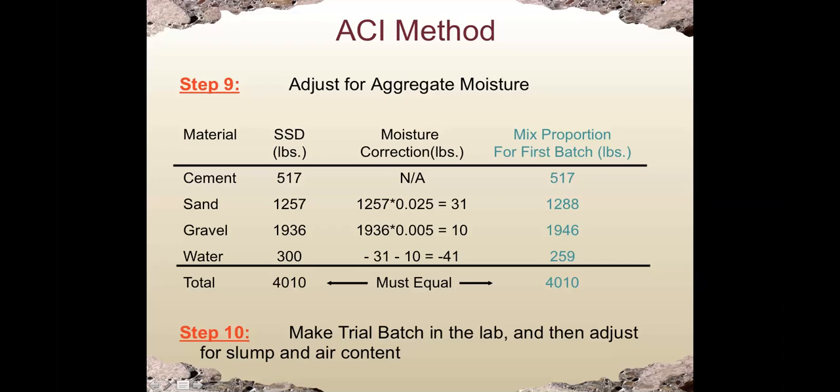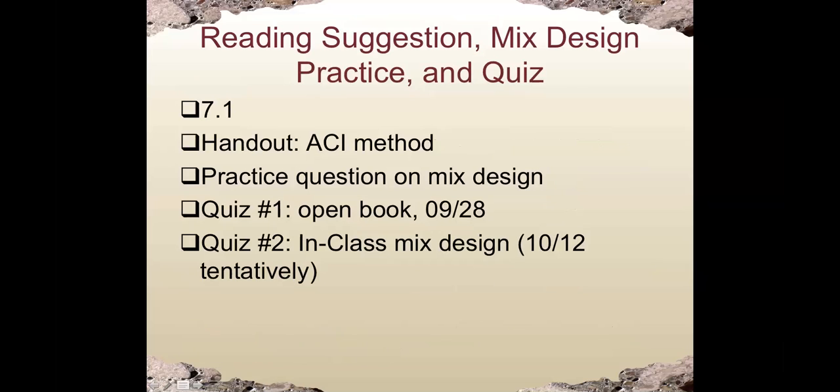To check if our calculation is correct, we should add everything together and compare if they are equal. If they are not equal, something went wrong in the process. This is how much stockpile material we need to make our first trial. We make a trial batch, measure the slump and the air content, and then adjust the mix proportions if necessary. This is the 10th step to design a concrete mix.